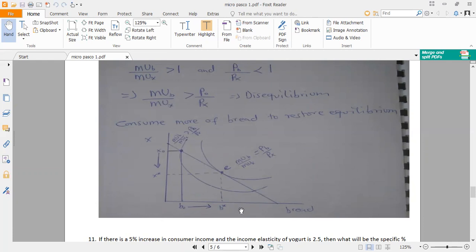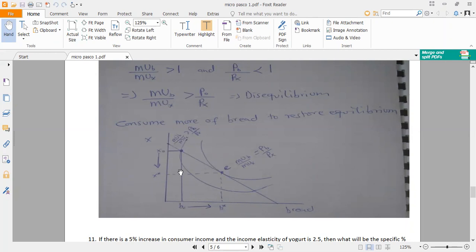If the marginal utility of the good on the horizontal axis is greater than that on the vertical, then it means that this is where the person is, this is the bundle that the person is consuming. So now this is where the consumer is. We've seen that there's a disequilibrium. What should the person do to restore equilibrium? You need to move down to point E. And by moving down to point E, it means that you'll be consuming more of bread and less of good X.